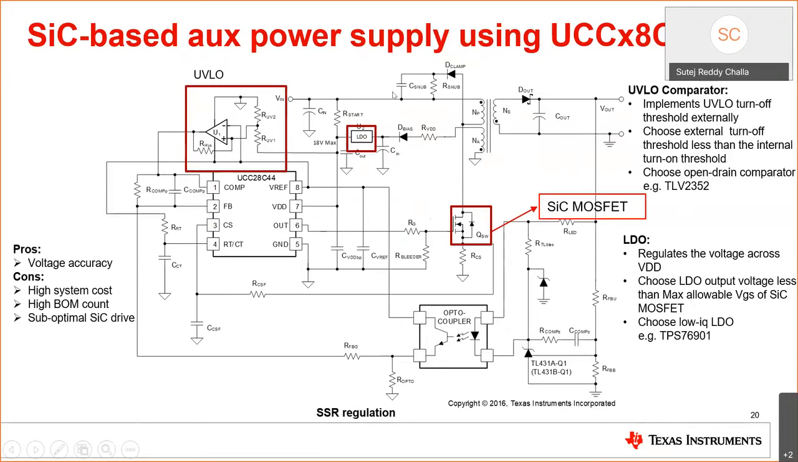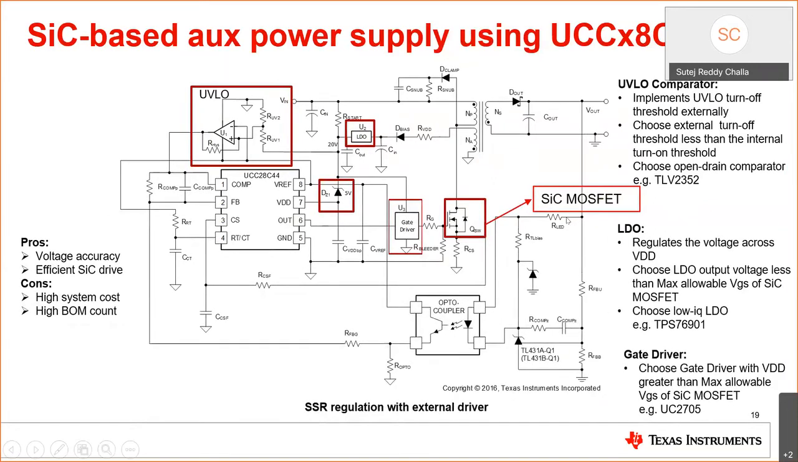So what are the advantages and disadvantages of this solution when compared to this? Firstly, in this solution, the advantages are: since this is a secondary side regulated configuration, the output voltage accuracy will be high because we are directly sensing the output voltage.